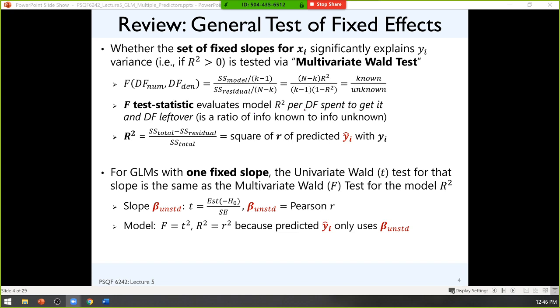And so that tells us if the slopes work together to create a predicted outcome that is significantly related to the real one. So if I made a column in the data set of everybody's predicted outcome from my model, and I correlated that column with the real outcome, I would get an R value for that correlation. If I square that R value, that is my model's R square.